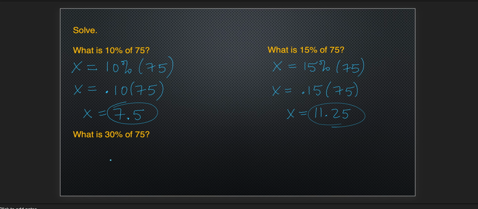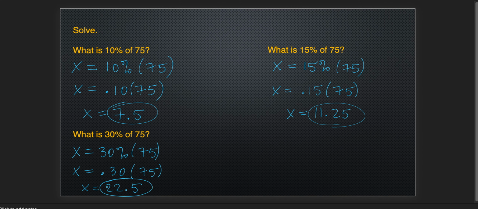So you can try this one and pause the video and try it if you want. Otherwise, I'm going to translate it. What is 30% of 75? So I've got to change that 30% to 0.30 times 75. And so that'll be 22.5. And that's it.